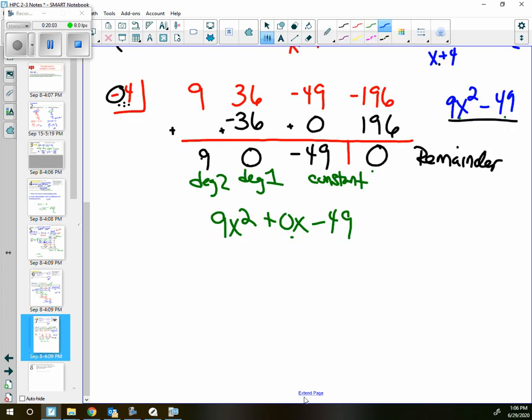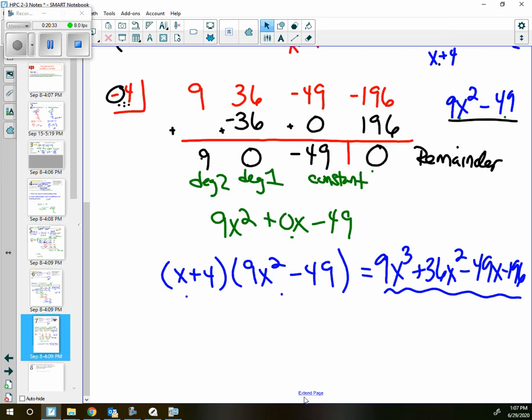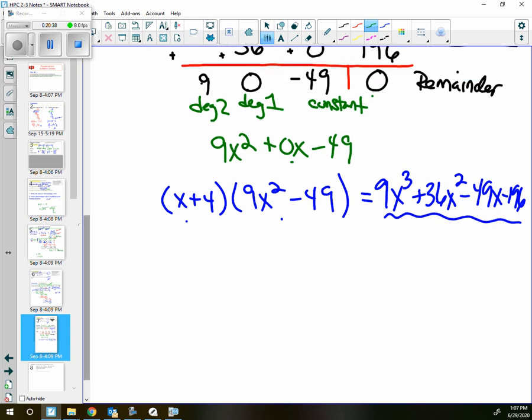Okay, so what does that mean then? Well, that means if I take this x plus 4 times the 9x squared minus 49, remember our other way to write it, that's going to give me that original function that I started with. So that was kind of our other representation of division when we talked about those beginning ones. This dividend is equal to the divisor times the quotient. And this is how we're going to work forward then to be able to see what all the zeros are. I know that x plus 4 is a factor now because it divided evenly.